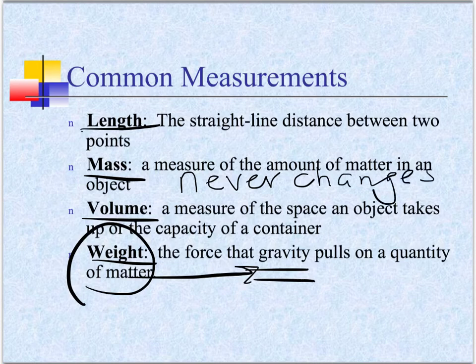Okay, your volume is the amount of space that an object takes up or the capacity of a container. So if you are drinking a 16-ounce bottle of Diet Coke, then the volume of that container is 16 ounces because that's how much it will take up.